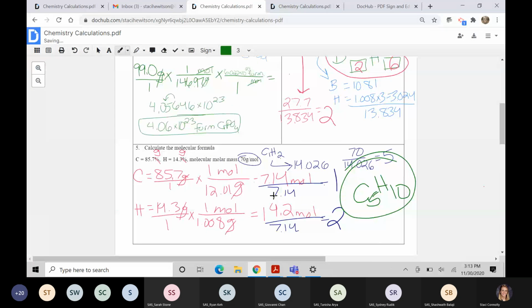Okay. So a lot of kids will do these steps. They'll get to the step where they get C1H2 and then they'll stop. You don't want to stop there because that's your empirical formula. You then have to go one step further, use that 70 that was given to you in the problem to solve for the molecular formula.